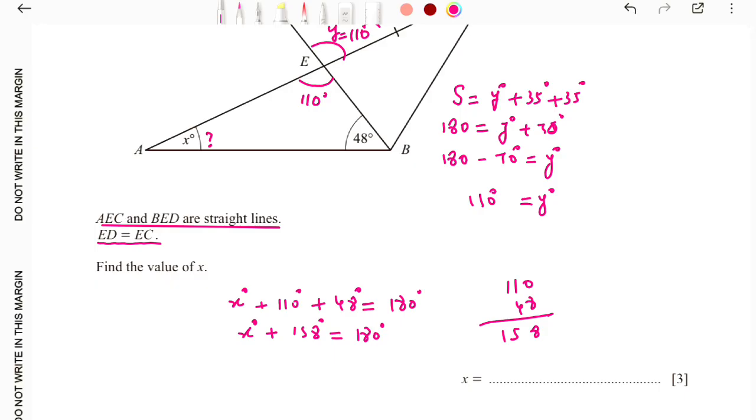So we have to minus it. 180 minus 158. So this would be, we are going to subtract. So it would be 22. This would be the answer. So angle x would be equal to 22.